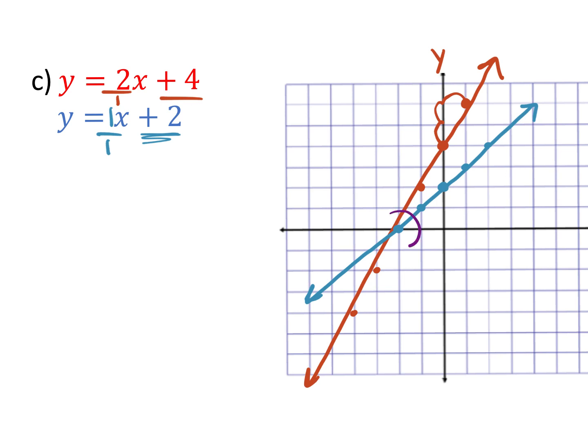What is that point of intersection? Negative 2, 0. Make sure it's always the x value followed by the y value, okay? Don't swap those. That's not 0, negative 2. That's negative 2 and 0, okay? Questions on that?